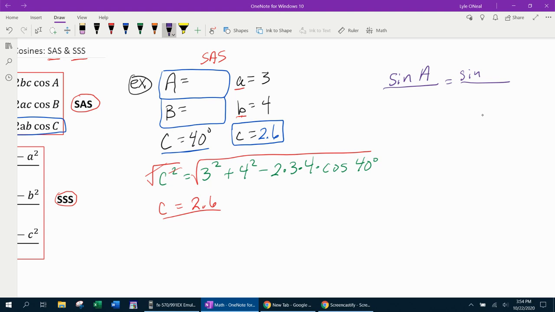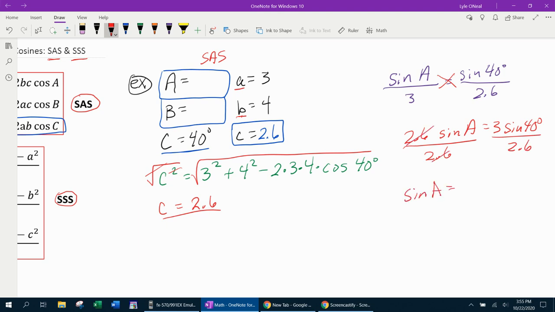So here we go. Sine A over a equals sine C over c. And then once I have my proportion set up, I can cross multiply and solve. That's going to give me 2.6 sine of A equals 3 sine of 40. Divide both sides by 2.6.